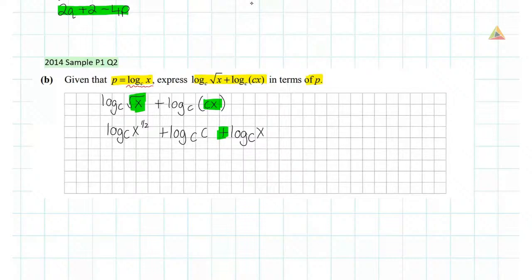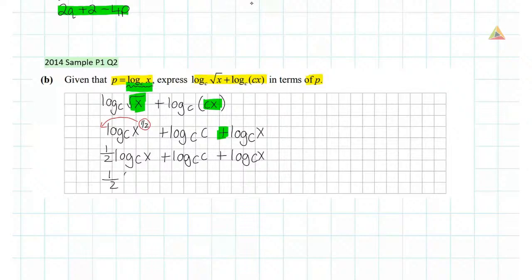Remind ourselves that third law of logs, very, very popular law. We bring that power down in front. So that's going to be a half log to the base c of x. That's going to be log to the base c of c, so we'll come back to that in a second, and we're going to leave that as log to the base c of x. So the good news is we've changed everything pretty much into something similar to this. So half stays as a half.